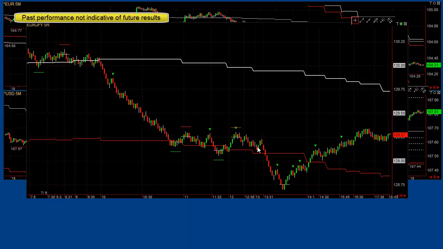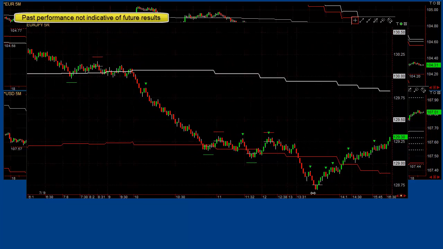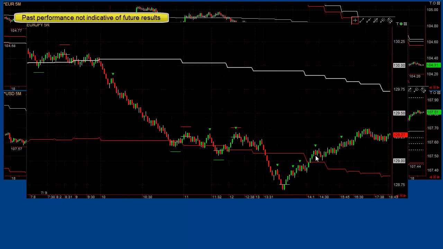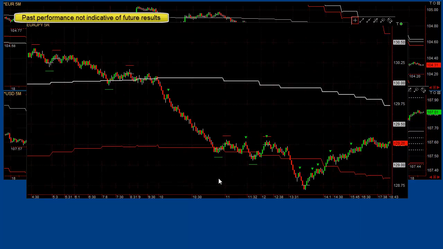This one, more than likely, you would have got chopped out a little bit here. This one worked, and then it had a few false signals in a row. But I haven't perfected all these signals yet, and that's why I haven't released the new version. I just wanted to showcase how it's coming along.